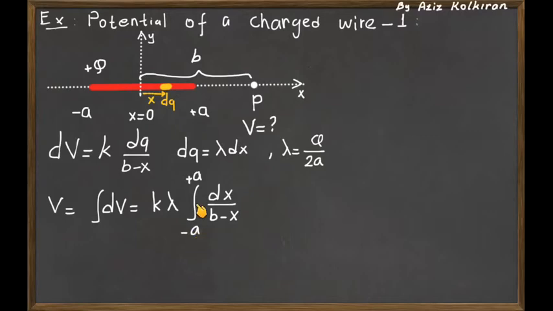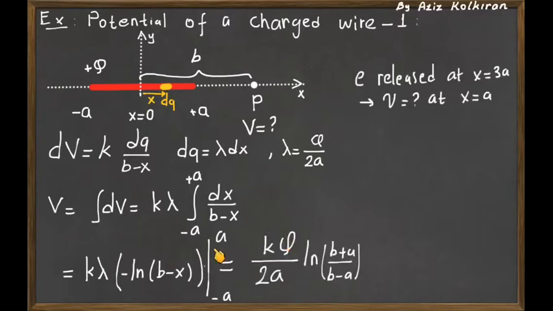and finally we express the total potential by integrating the dV expression from x equal to minus a to x equal to plus a, because the charge extends from minus a to plus a. And we have inside the integral dx divided by b minus x, and the integral of this quantity is just the natural logarithm, minus ln of b minus x. So the result, after putting all the integration limits, is k times q divided by 2a times ln of b plus a divided by b minus a.